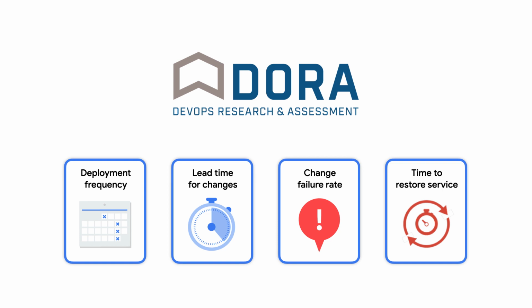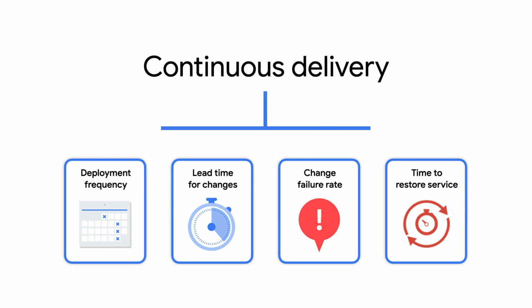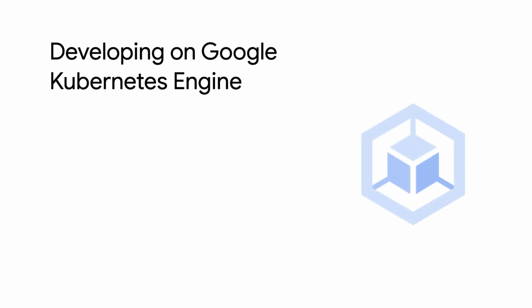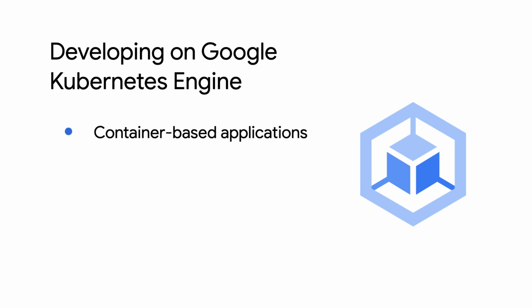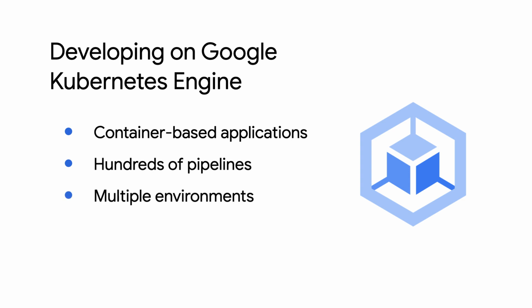A big part of excelling at these four key metrics is having a robust and effective continuous delivery pipeline in place. If your software development team is developing and delivering container-based applications on GKE, that can be challenging, especially when you've got dozens or even hundreds of pipelines across multiple environments.